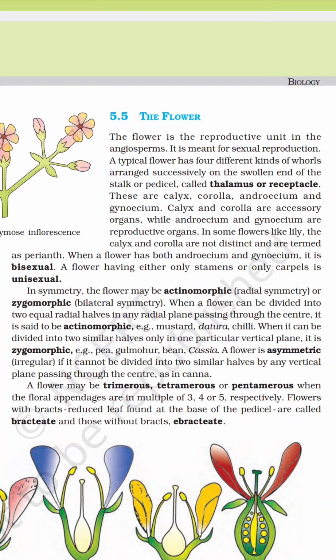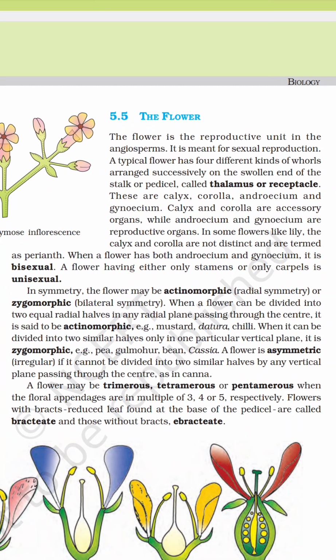Calyx and corolla are the accessory organs, which means they are not reproductive organs, whereas the androecium and gynoecium are the reproductive organs. In some flowering plants like lily, calyx and corolla are not distinct, so we are not able to distinguish them, and we call it the perianth. When a flower has both androecium and gynoecium, when both male and female parts are present in one flower, it is bisexual. A flower having only stamens or only carpels is known as a unisexual flower.